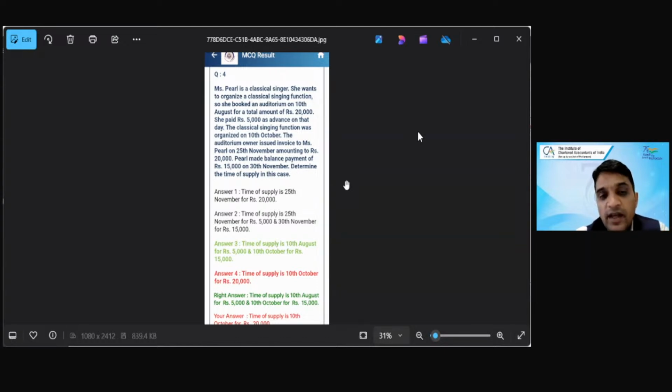So the time of supply will go back to the date of advance for 5,000, and for the provision of service, 10th October. Correct. So for the balance 15,000, if the invoice is delayed, then the time of supply will go back to the date of provision of service. The provision of service happened on 10th of October. So that will be the time of supply for the 15,000 rupees.